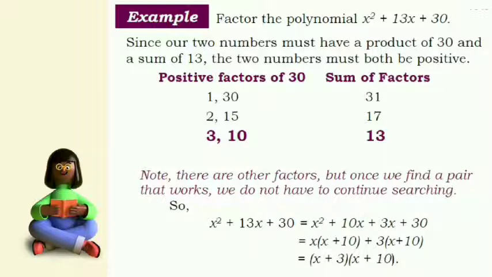So x squared plus 13x plus 30 is equal to x squared plus 10x plus 3x plus 30. So in this case, x multiplied by x plus 10, plus 3 multiplied by x plus 10. So now that will be x plus 3 multiplied by x plus 10. So that is our factor.